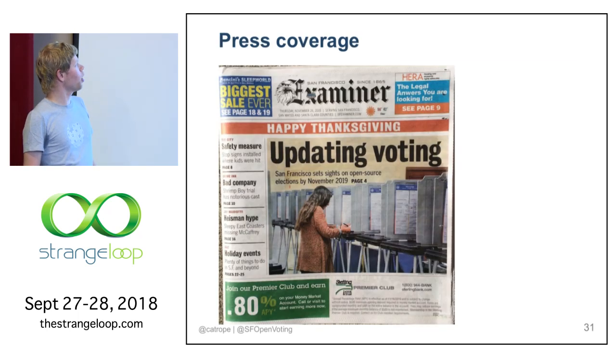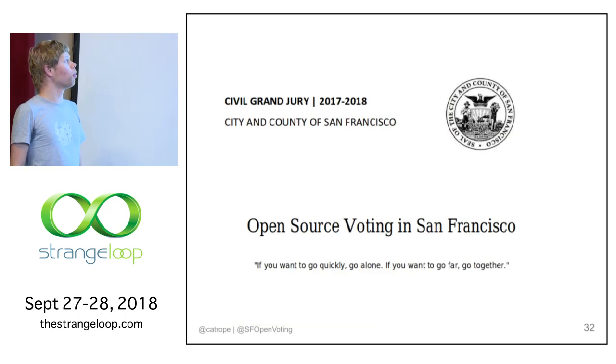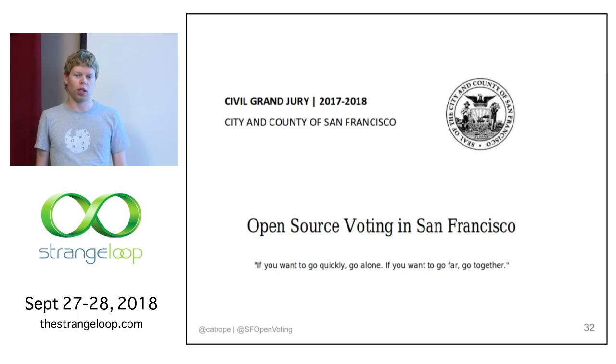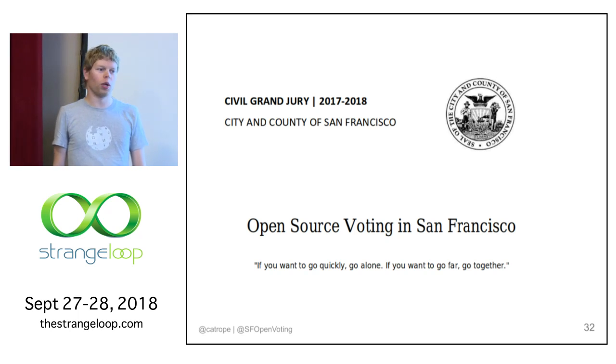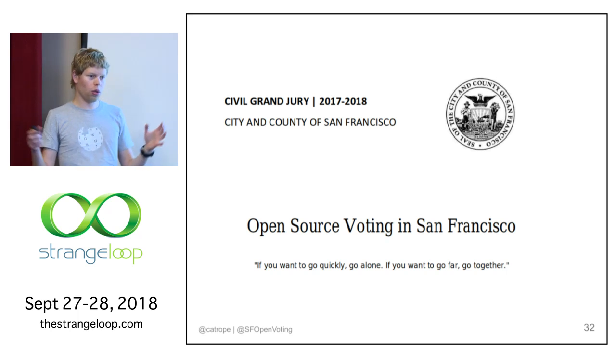And we've got some nice press coverage about it, but it's kind of an out-of-date slide because I'm trying to find the date on this. This is November 26, 2015, so I should update this slide. It's kind of an old headline. But more recently, this summer, the Civil Grand Jury released a report about open source voting in San Francisco, where they made some good recommendations on how we can move this forward. So there's some attention coming to this, and as I said, there's now some dollars behind it as well, which is exciting.